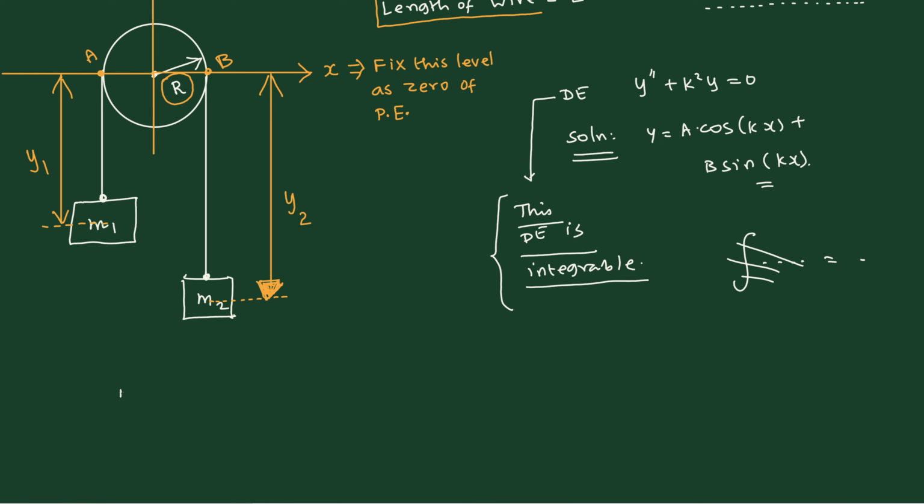So let me write down here, the total length of the wire will be given by pi R, which is the length occupying the pulley, plus the length connected to the mass m1, let us say that is y1, plus the length connected to the mass m2, y2. So that will be the total length. Now when you are writing the total length of the wire, you don't have to worry about whether it is a positive value or a negative value. These are the places where you have to pay attention.